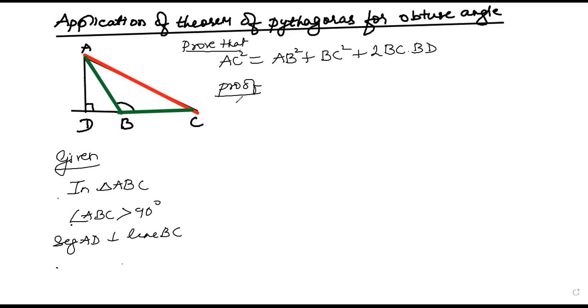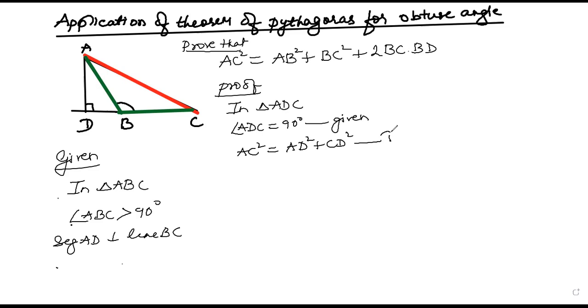ये फॉर्मूला समझ गया? चलो पहला AC स्क्वायर लाएंगे. कैसे लाएंगे? In triangle ADC, angle ADC equal 90 degrees, given to us. So what will be Pythagoras theorem? AC square equal AD square plus CD square, by statement number 1, by Pythagoras theorem. Now you can see, children, CD is a base.